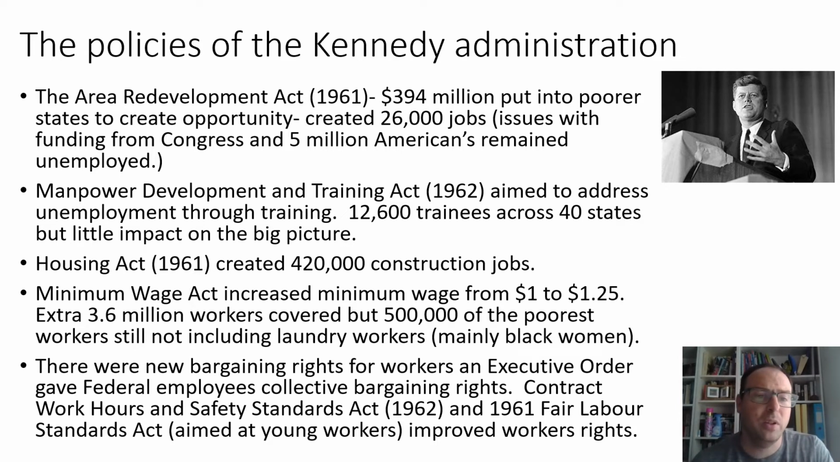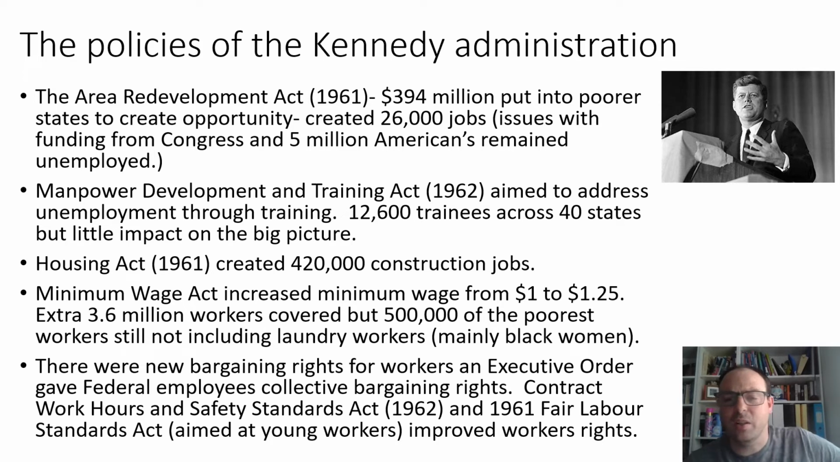We saw the Manpower Development and Training Act of '62 come to address unemployment through training. A lot of the things with automation was taking away jobs. We see over 12,500 trainees across 40 states, but again, really limited impact on the big picture of unemployment in the US at the time. More successful was the Housing Act of '61 that created 420,000 construction jobs, so we see some success there.